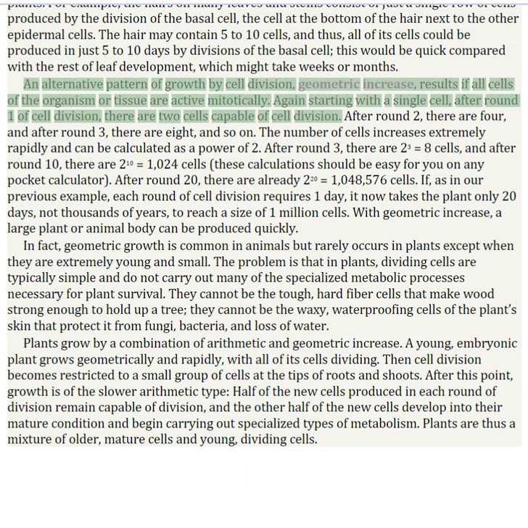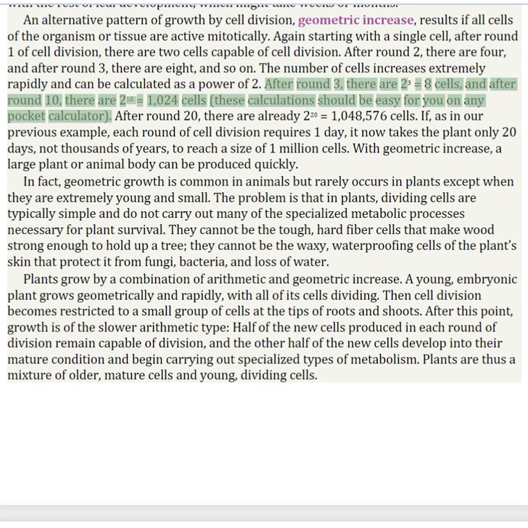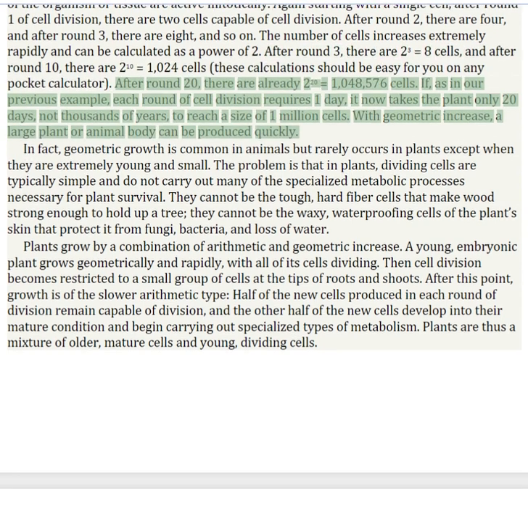An alternative pattern of growth by cell division, geometric increase, results if all cells of the organism or tissue are active mitotically. Again, starting with a single cell, after round 1 of cell division, there are 2 cells capable of cell division. After round 2, there are 4, and after round 3, there are 8, and so on. The number of cells increases extremely rapidly and can be calculated as a power of 2. After round 3, there are 2^3 = 8 cells, and after round 10, there are 2^10 = 1024 cells. After round 20, there are already 2^20 = 1,048,576 cells.